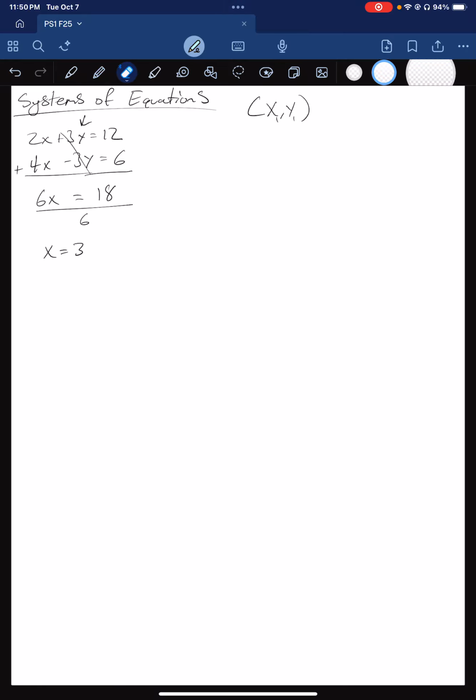So let's add these two things. 2x plus 4x, 6x, of course, 0. And then keep our equal sign, 12 plus 6 is 18. So now, to solve for x, just divide by 6, x equals 3. Of course, the solution to a system of equations is always going to look like either some kind of point, x1 comma y1. It's either going to look like infinite solutions.